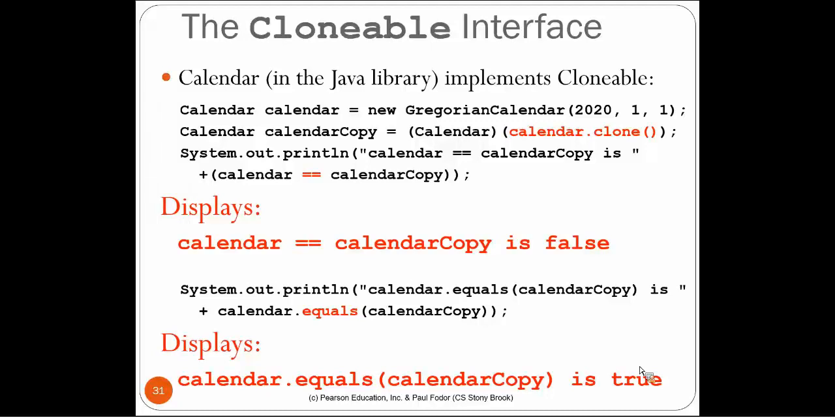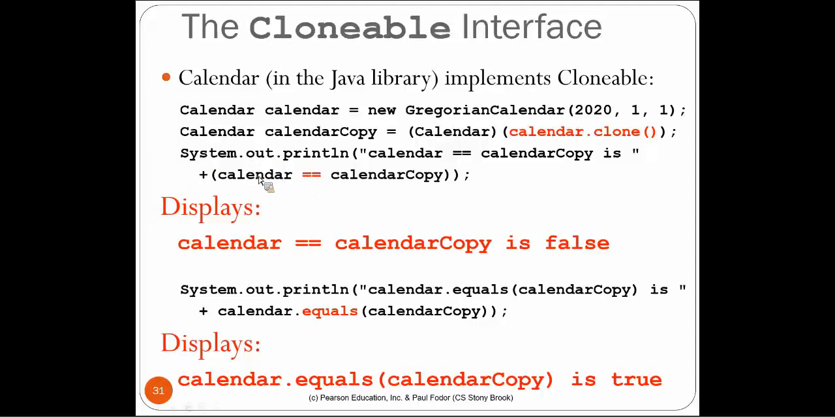The Calendar class in the Java API implements the Cloneable interface. If we create a Gregorian calendar for, let's say, February 1st, 2020, we can clone it as many times as we want by calling the method clone for that calendar and casting the result, because the result is an Object, to the type Calendar when we assign it to a Calendar type variable. In this case, if we use the double equal operator, it will say that calendar and calendarCopy are not the same reference. And that is completely true.